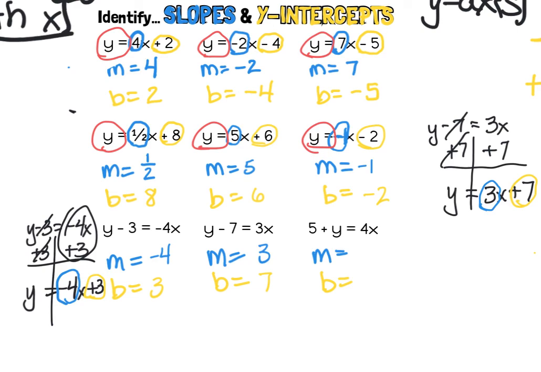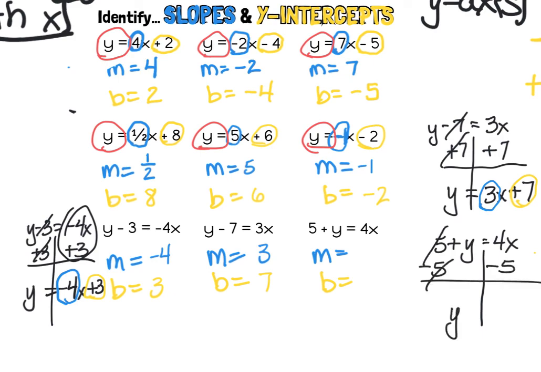All right, last one. 5 plus y equals 4x. I've got to get y by itself, so I'm going to subtract 5 from both sides. I'm left with y equals 4x minus 5. I can identify my y-intercept, a number subtracting with x, and my slope, a number multiplying with x. So you've seen quite a few examples there. Let's go to the second page.